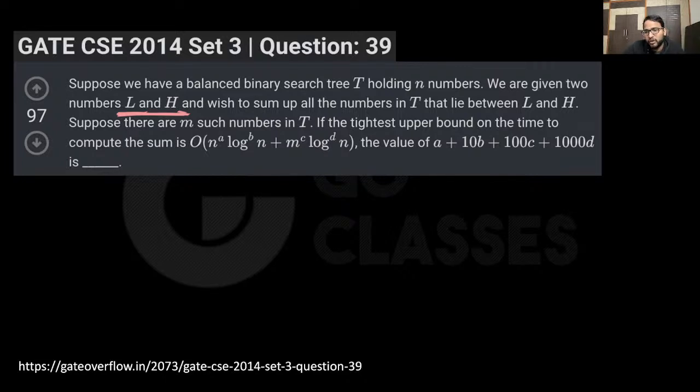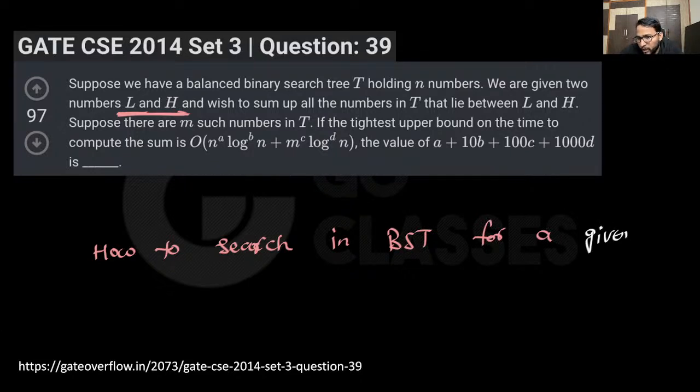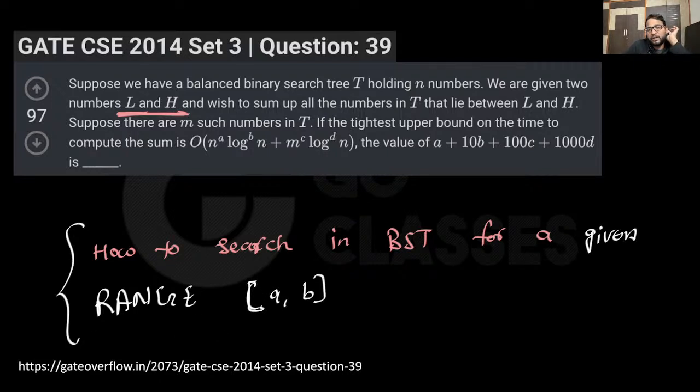Let's just make sure that you know how to search in a binary search tree for a given range, not just for a given node. I'm talking about a given range, whichever it is, maybe L to H, A to B or something. So suppose they are saying, let me know how many nodes are there within this range.